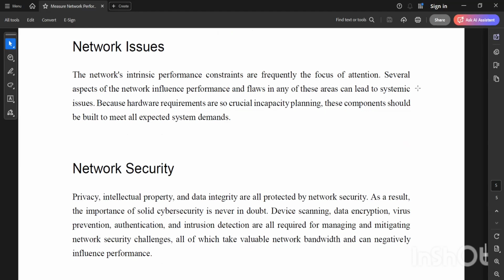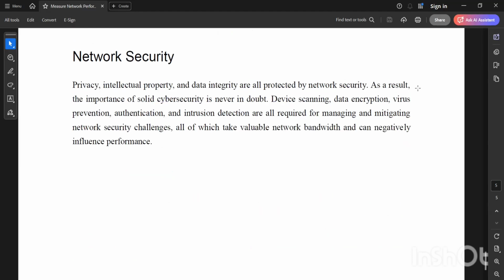Network security. Privacy, intellectual property, and data integrity are all protected by network security. As a result, the importance of solid cybersecurity is never in doubt. Device scanning, data encryption, virus prevention, authentication, and intrusion detection are all required for managing and mitigating network security challenges, all of which take valuable network bandwidth and can negatively influence performance.